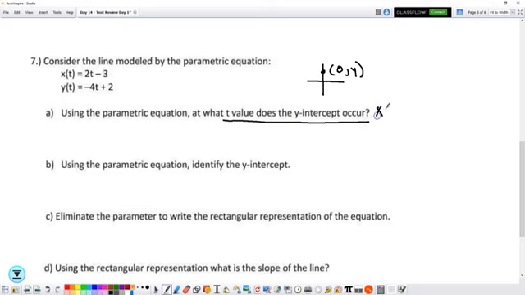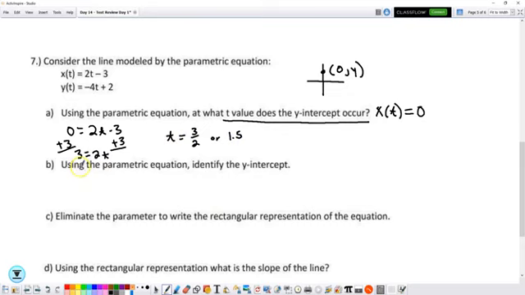So what I'm going to do first is use my x of t equation, and I'm going to say, all right, well, when is that 0? So if I say 0 equals 2t minus 3, 3 equals 2t, divide by 2, t equals 3/2.